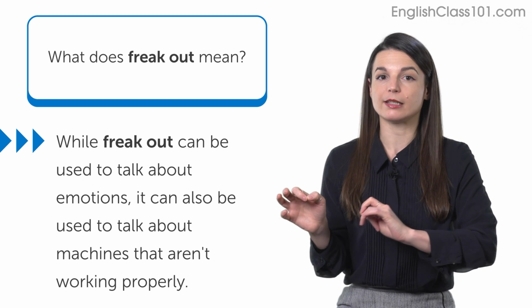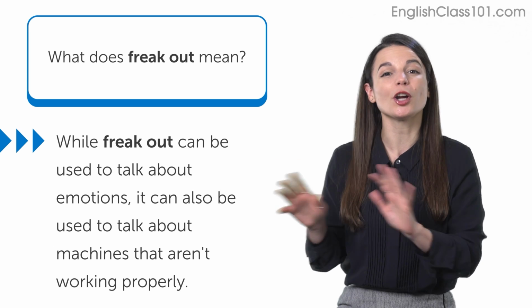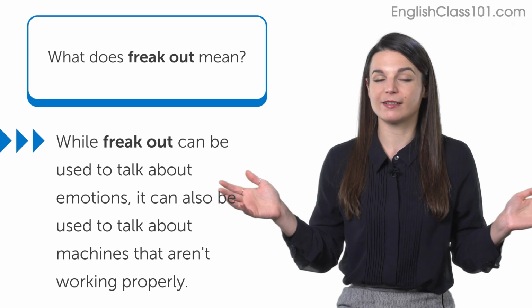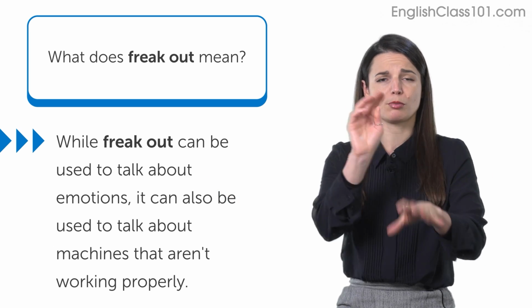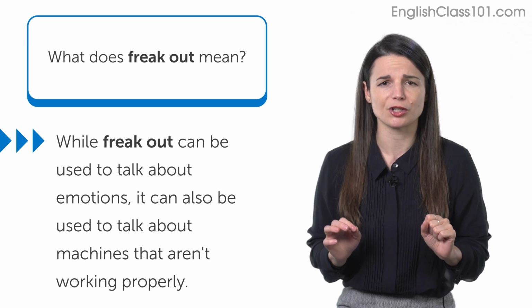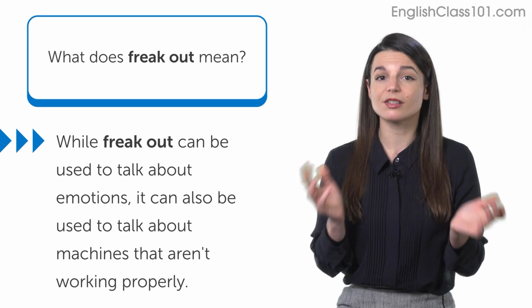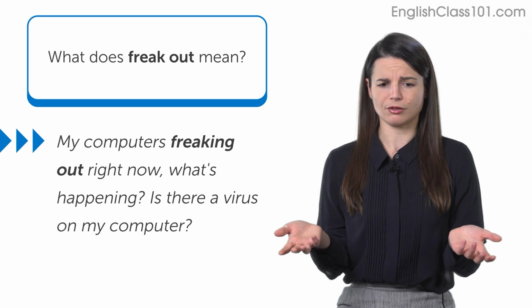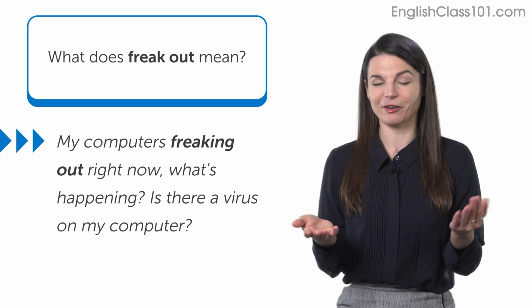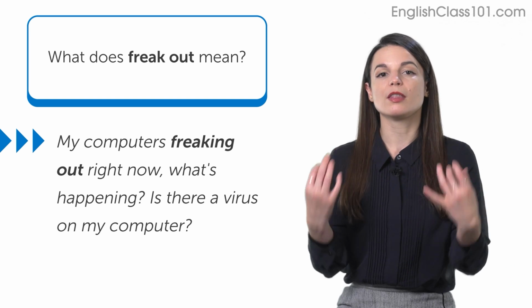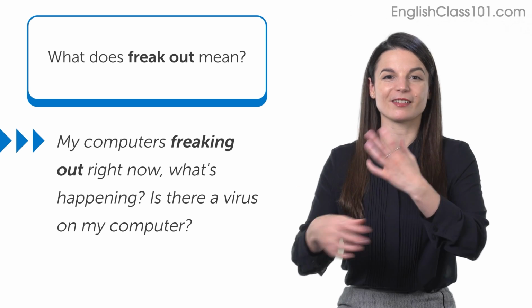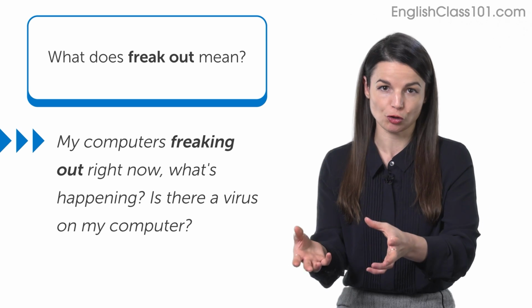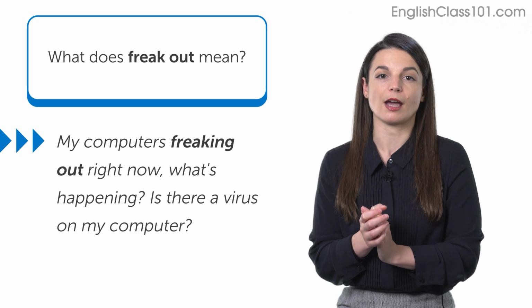So we've talked about this so far in terms of our human emotions, right? But we also use this to talk about machines or things that aren't behaving properly. So for example, if your computer freezes or your computer starts doing something really strange, you might also use this word to describe that. You might say, my computer's freaking out right now. What's happening? Is there a virus on my computer? So this means something crazy is happening, something unexpected. You're not in control. So we have this use of freak out as well.